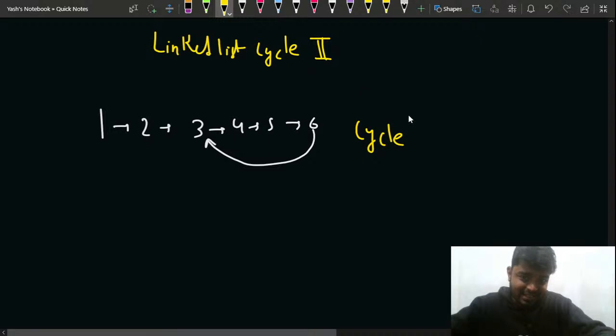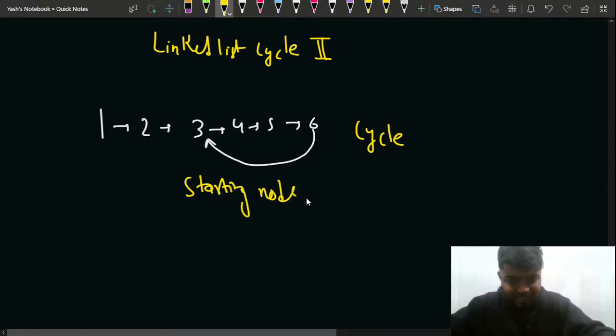If a cycle is existing, the normal linked list question was that you have to return true if the cycle exists, and return false if a cycle does not exist. But in this question, what you have to do is return the starting node. You have to return the starting node of the cycle. Okay, this is what you have to do, right?